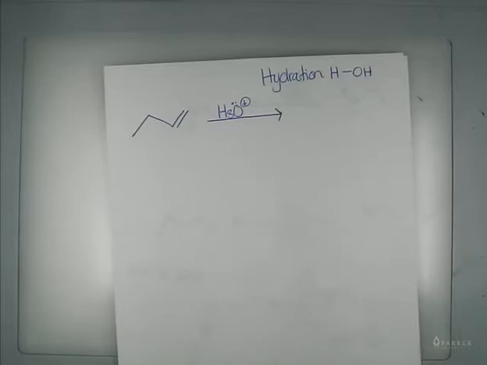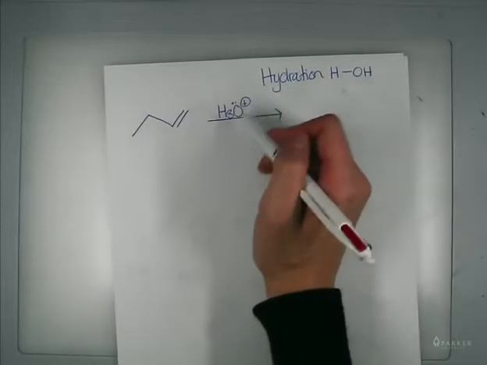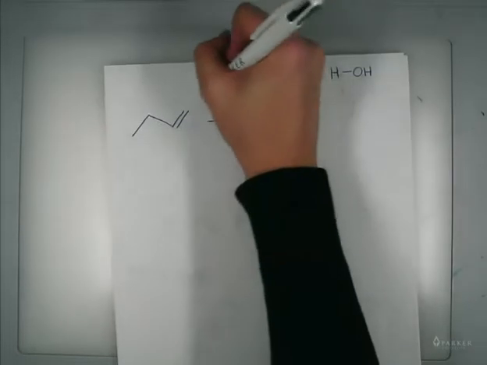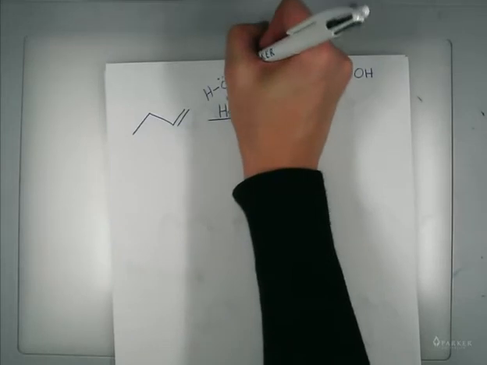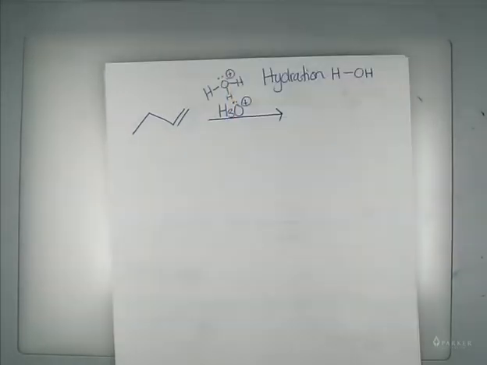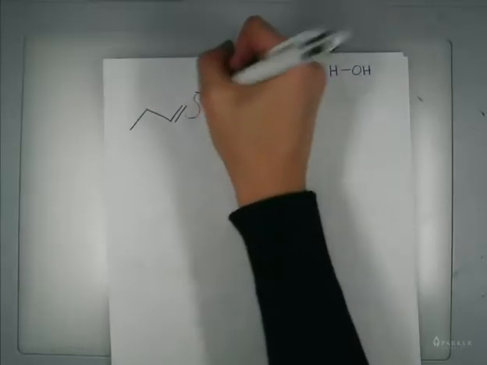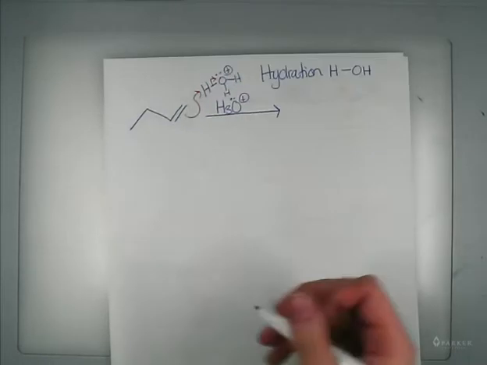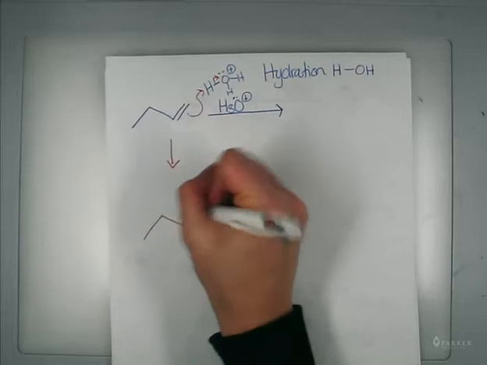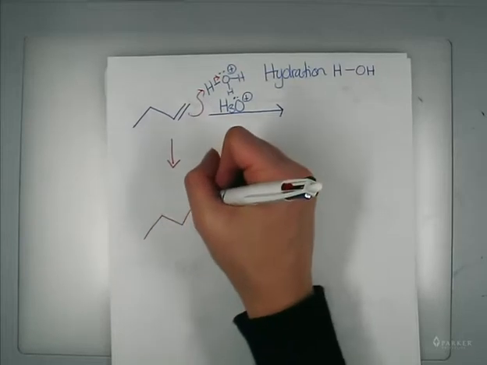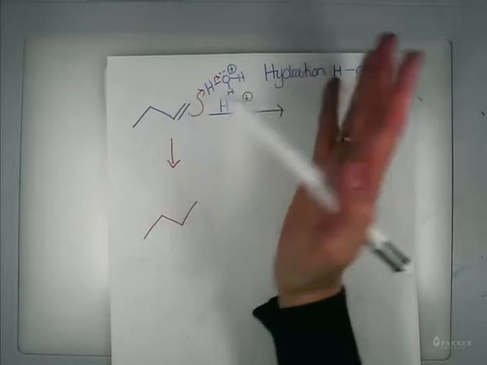But let's look what we have here. This is a hydronium. This is an acid. Let me draw it like this. What does an acid do? Gives up a hydrogen. So just like the mechanism we just did before, what do you think the first step is? Double bond grabs a hydrogen. And where do you think that hydrogen goes?